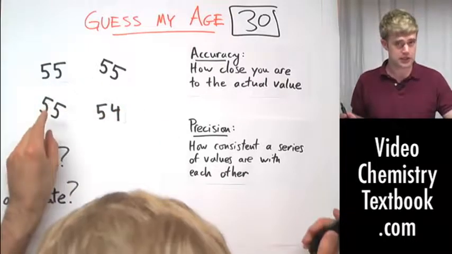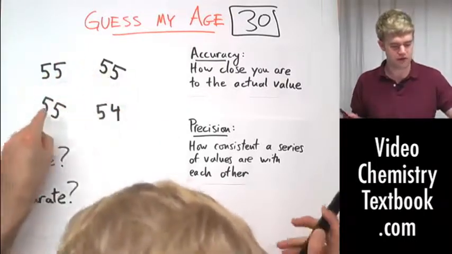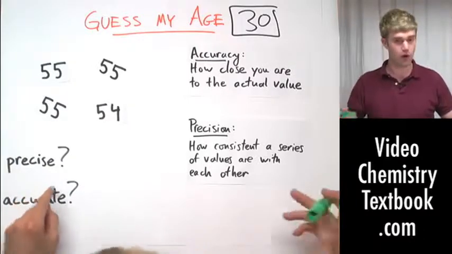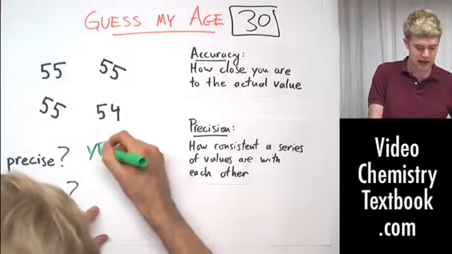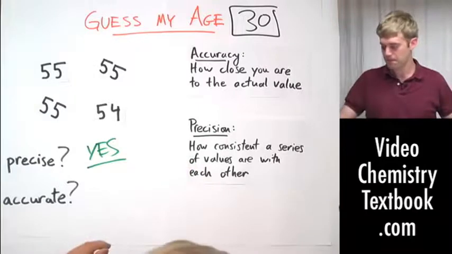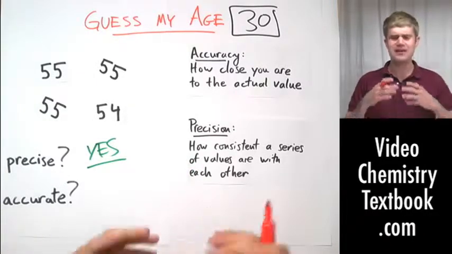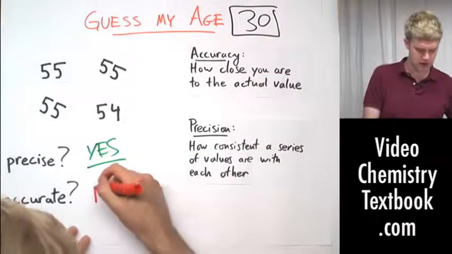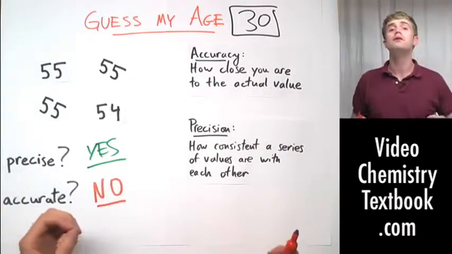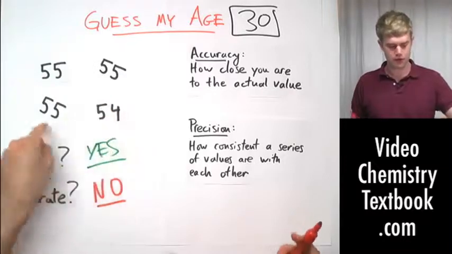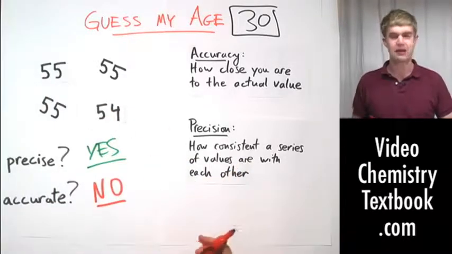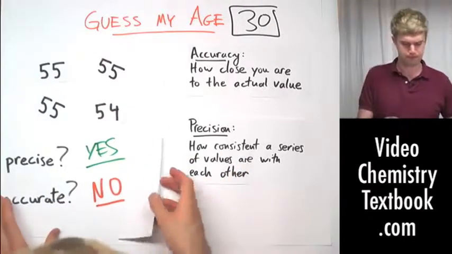Well, they're very consistent with each other. 3 55s and 1 54. So precise, I'm definitely going to say yes. But accuracy, are they accurate? No. They're nowhere near the actual age, which is 30. So we say no. So things can be precise if they're close together and consistent, but accurate, not at all.